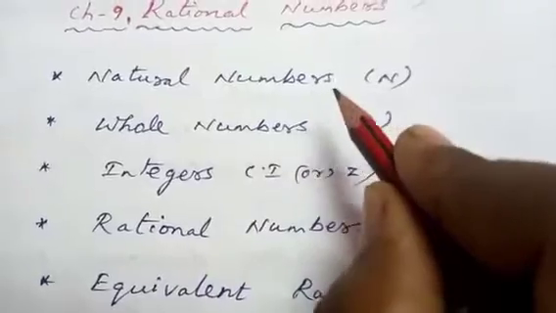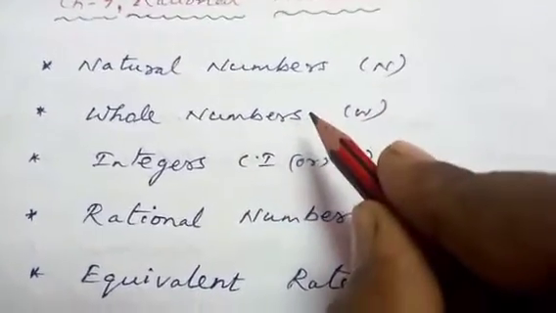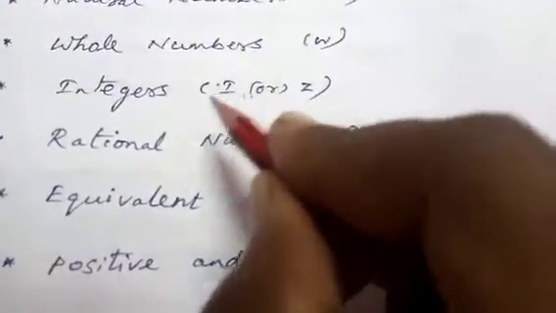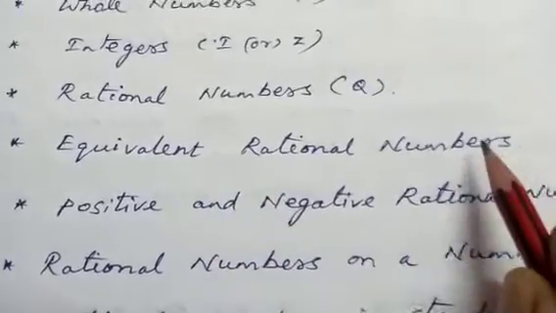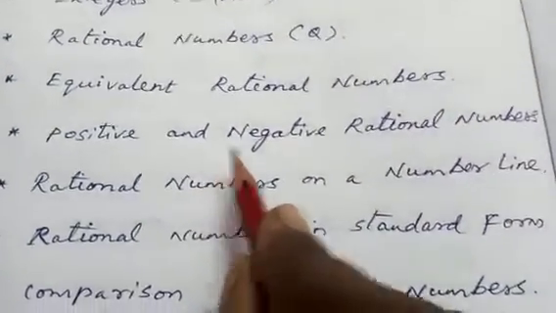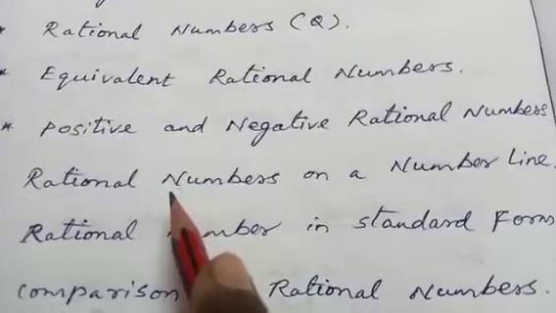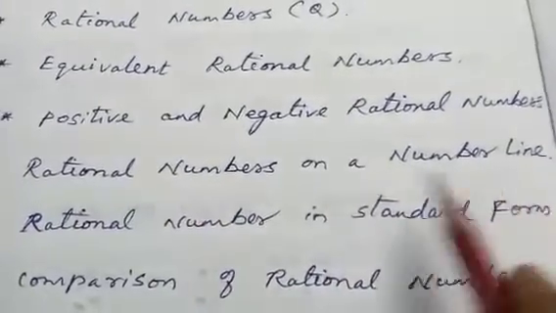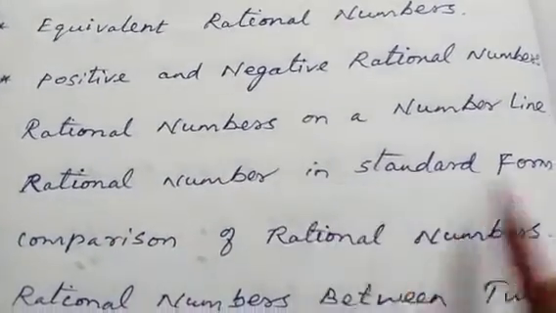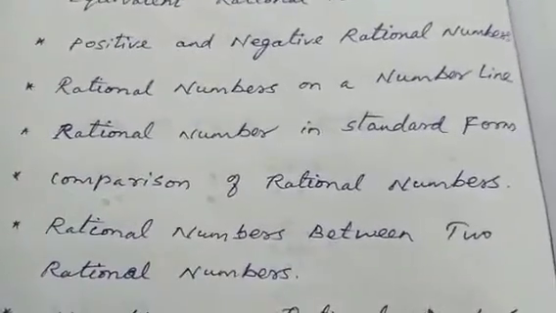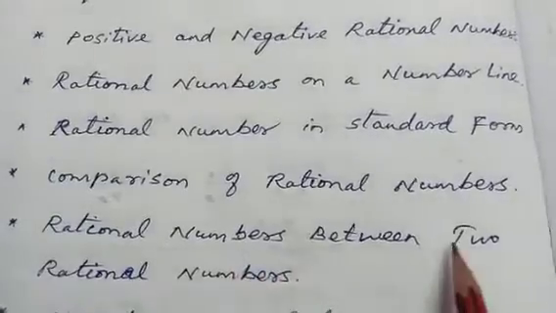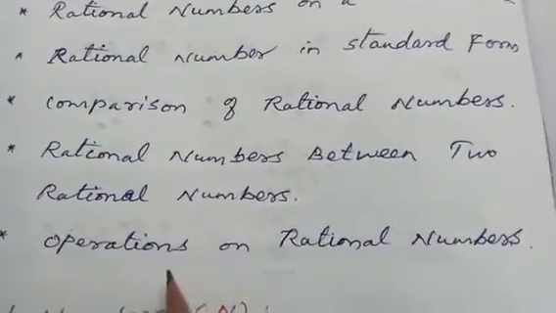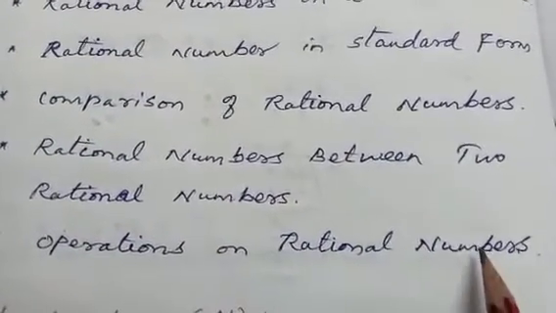The first one is natural numbers, then whole numbers, then integers, then rational numbers, then equivalent rational numbers, then positive and negative rational numbers, then rational numbers on a number line, then rational number in standard form, then comparison of rational numbers, then rational numbers between two rational numbers, and operations on rational numbers.